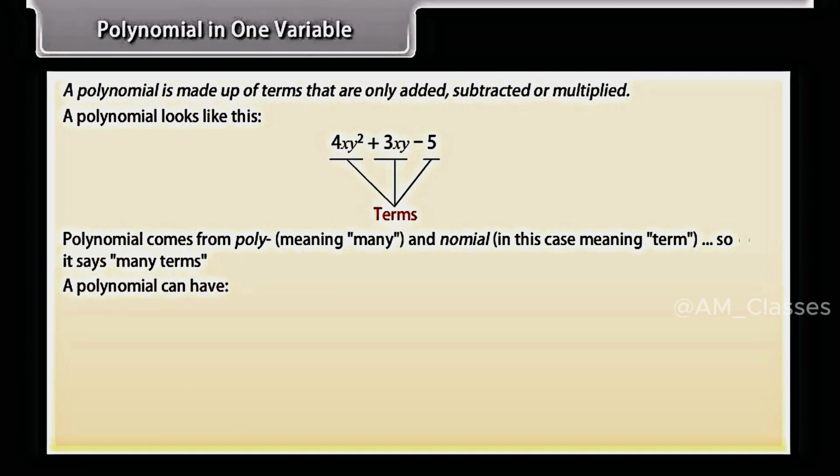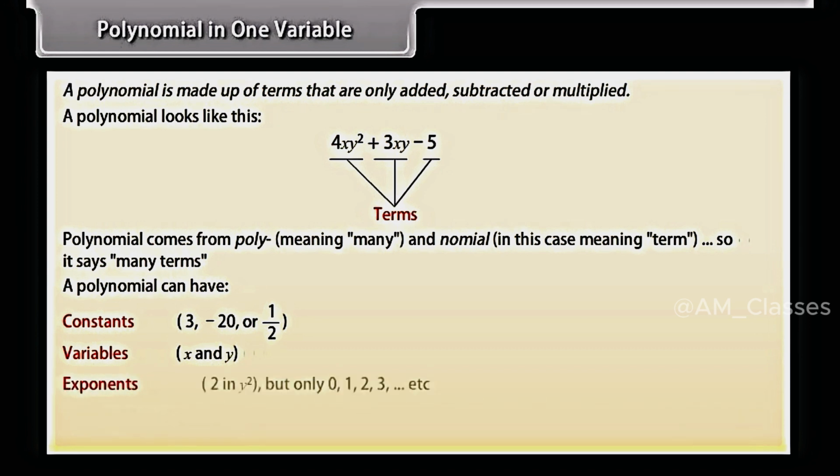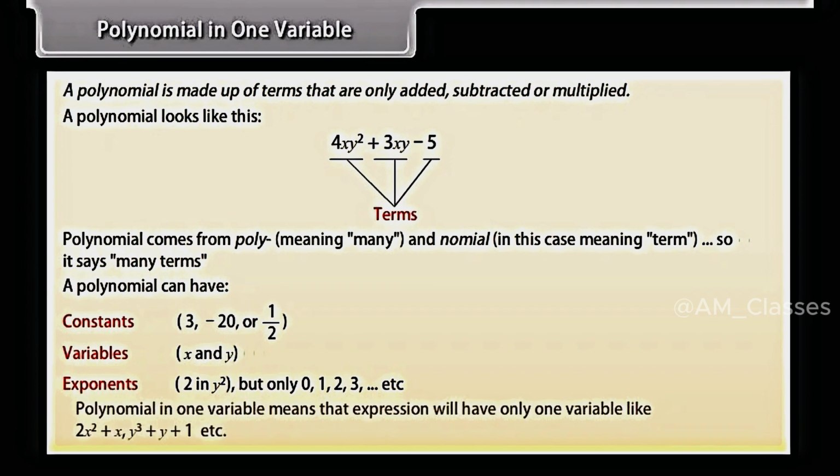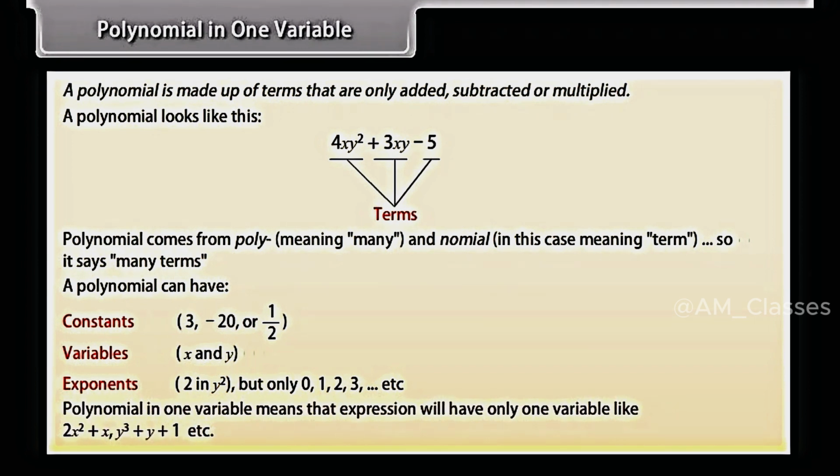A polynomial can have constants like 3, minus 20, or 1 upon 2, variables like x and y, and exponents like the 2 in y square, but only 0, 1, 2, 3, and so on. Polynomial in one variable means that the expression will have only one variable, unlike 2x square plus xy cube plus y plus 1, etc.